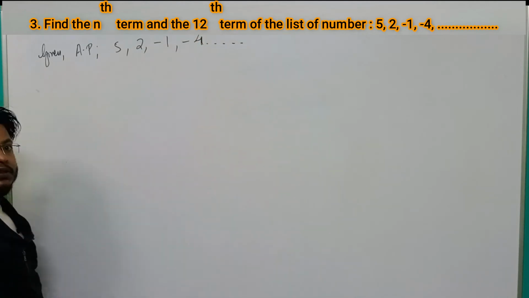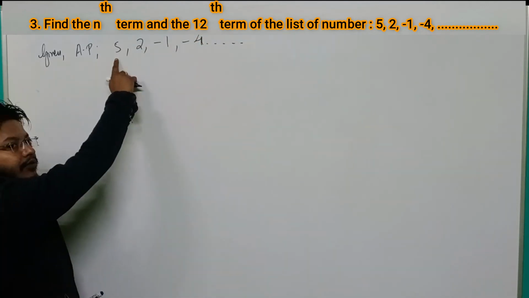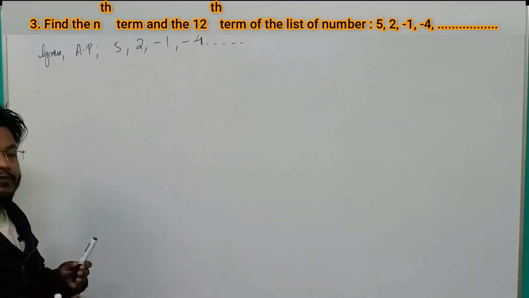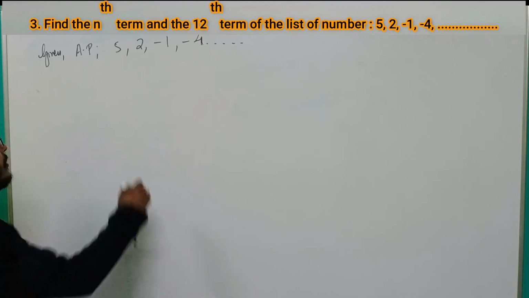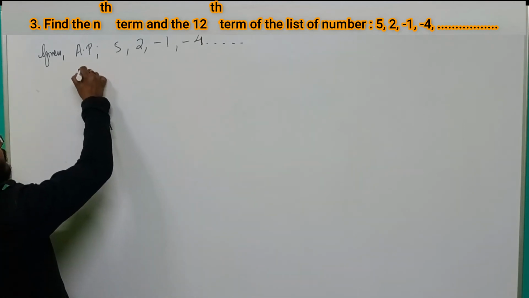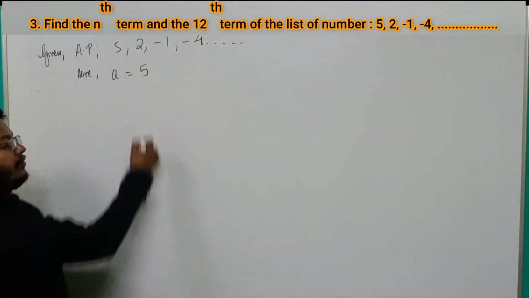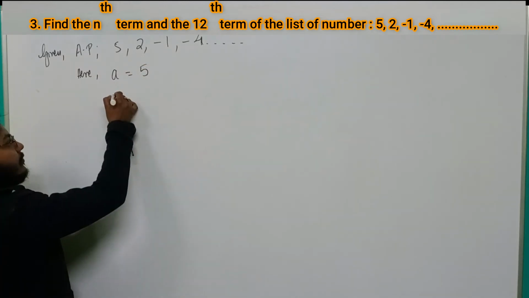What you have noticed in this is that you can see 5, then we have 2, so it's decreasing. Decreasing means the D will always be negative. Okay, so here A is my first term. What is given there? 5. A is my 5. So we have to find the D.